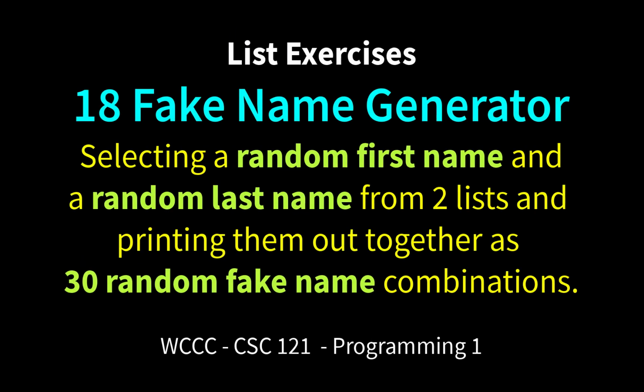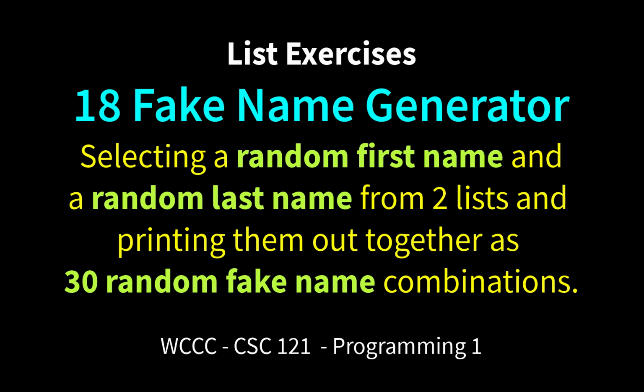Welcome back, CSC 121, to our list exercises. This one is exercise 18, and it's fake name generator. I always wanted to do this: create a list of fake names from a bunch of first names and a bunch of last names, and then randomly pick them out and put them together. You're going to have something you can start with, so you don't have to make up all these names, although if you certainly want to add more names, you can do that.